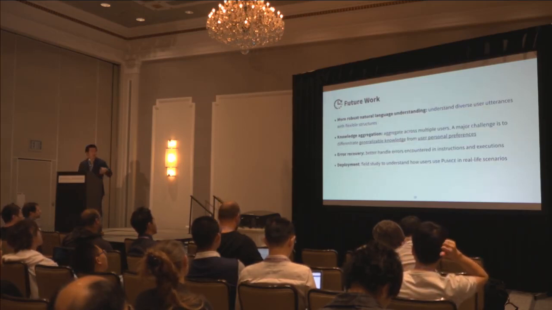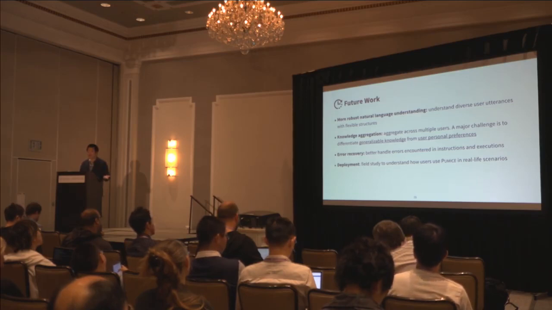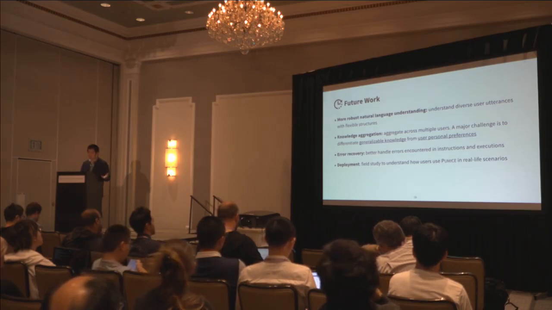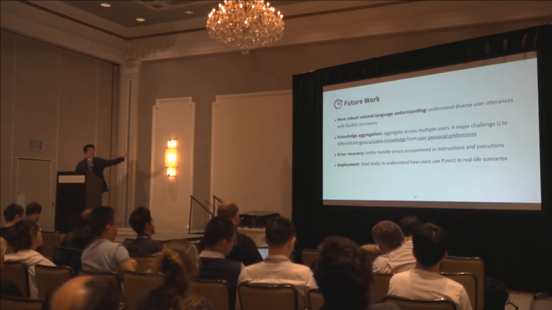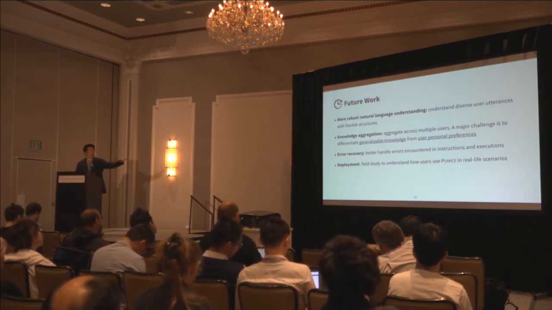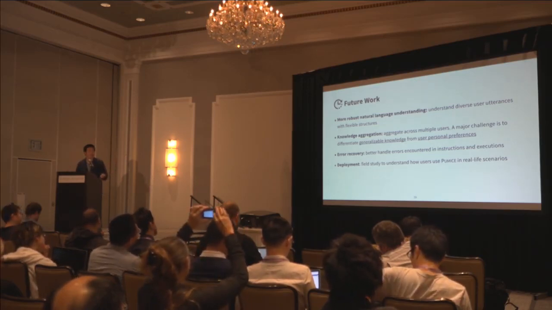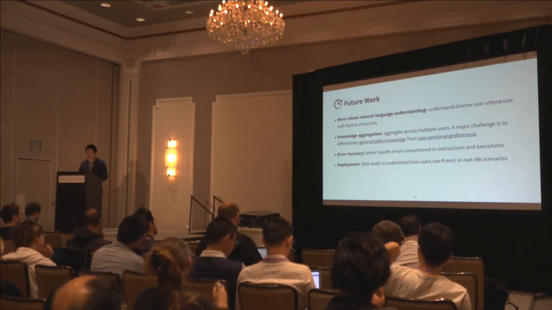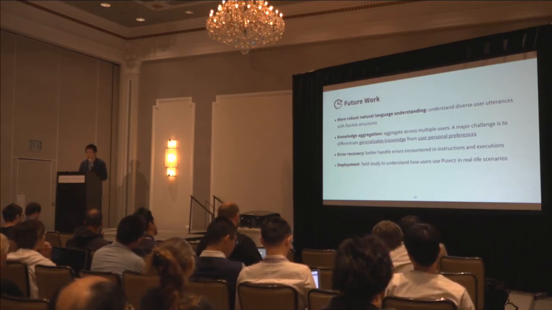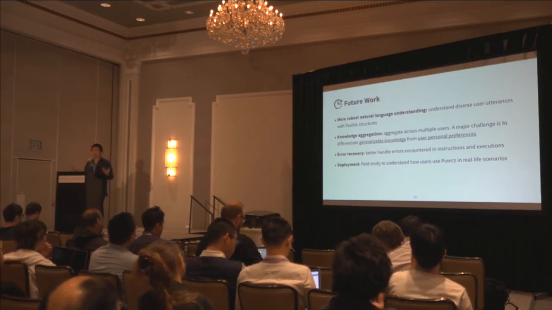For future work, here are a few directions. We're currently working on having more robust natural language understanding so the system can understand more flexible utterances. We're also looking at ways to aggregate knowledge learned from multiple users. A major challenge here is to differentiate generalizable knowledge from user personal preferences. We're also developing new error recovery systems, and our final goal is to have a deployment study so we can understand how users actually use PUMICE in their real life, what tasks they use it for, and how they discover those needs for automating tasks.